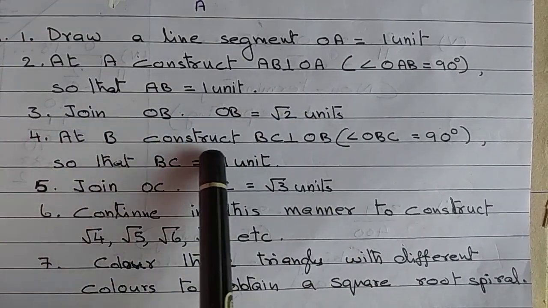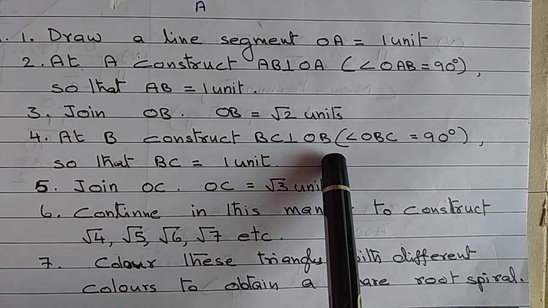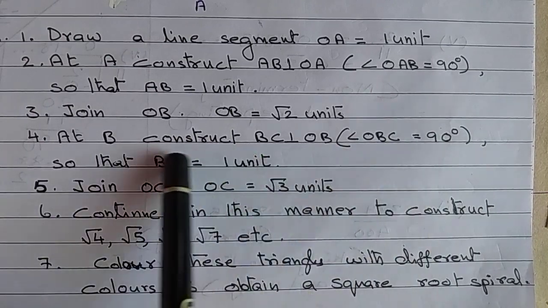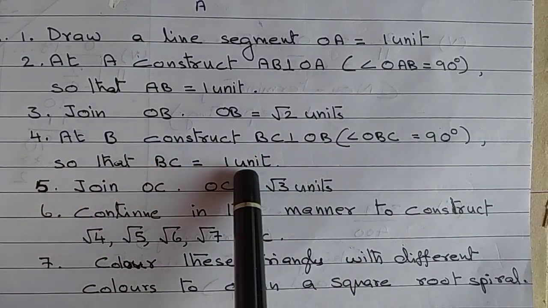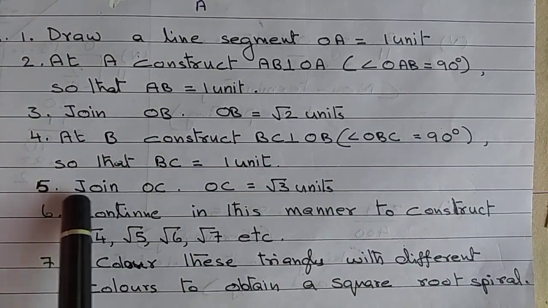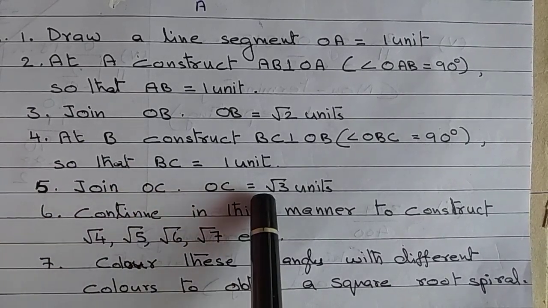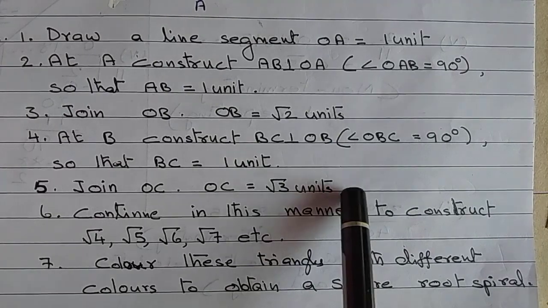At B, construct BC perpendicular to OB, making angle OBC equal to 90 degrees, so that BC equals 1 unit. Then join OC. OC is equal to root 3 units.